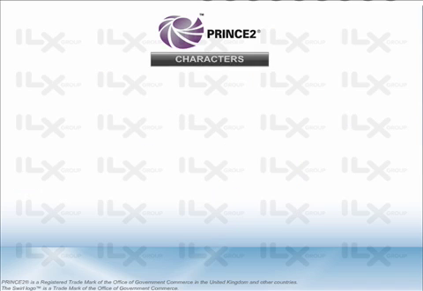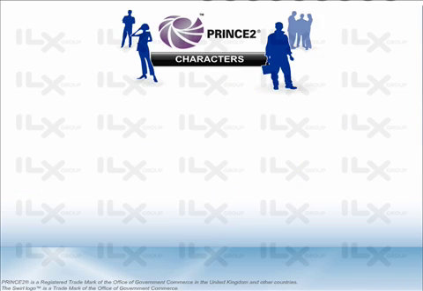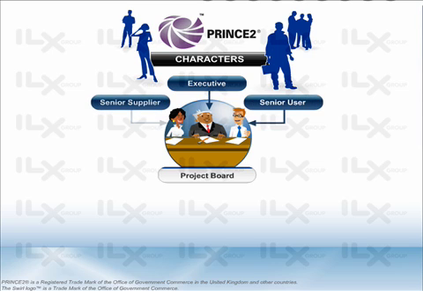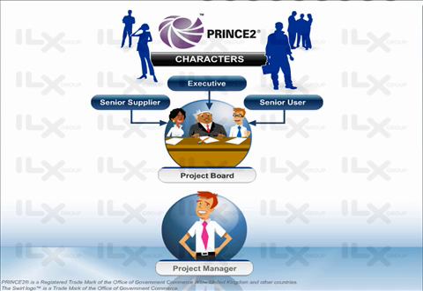During this course, you will come across a number of characters that are involved with PRINCE2. Let's introduce you to some of these characters before we get started. Here we have the project board, which is responsible for the overall direction and management of the project. The project board consists of the executive, seen here sitting in the middle, who is ultimately responsible for the project and is supported by the senior user and senior supplier. The project manager runs the project on a day-to-day basis and is responsible for producing the required products to the required standard and quality.